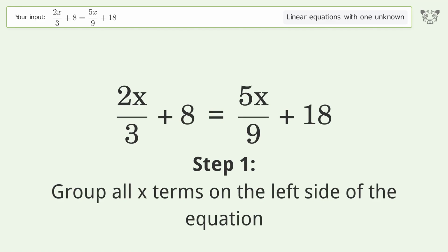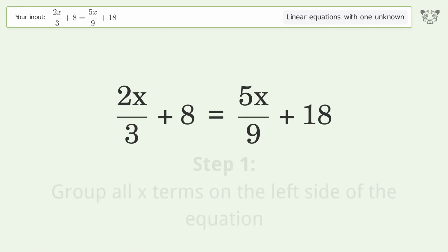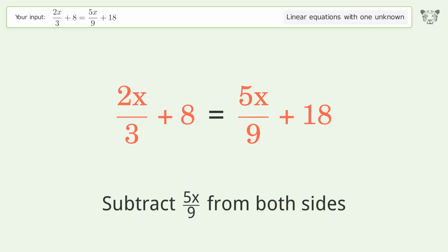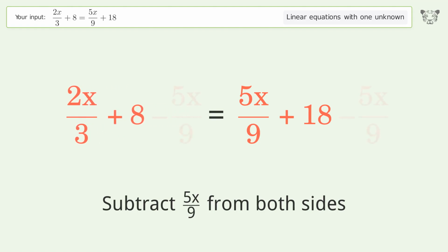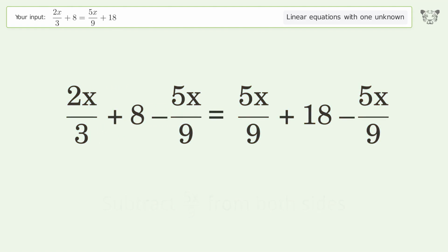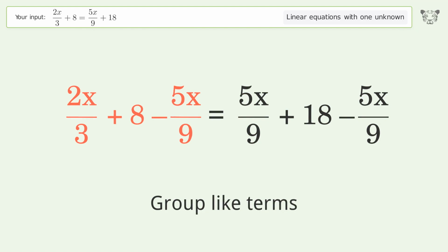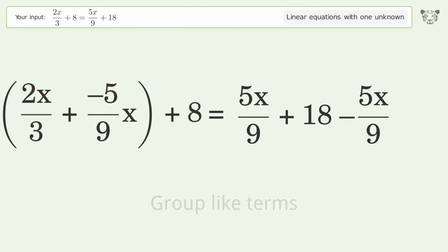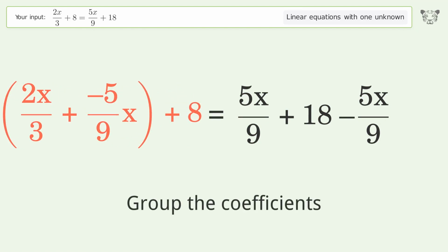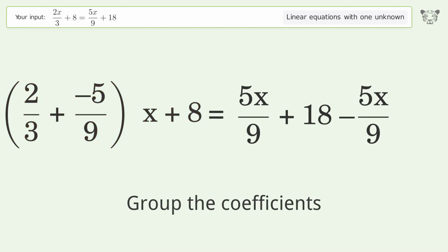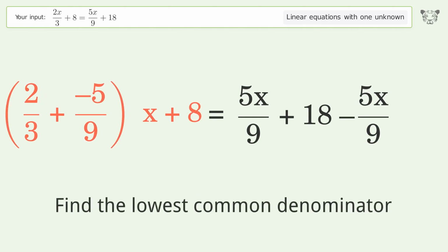Group all x terms on the left side of the equation. Subtract 5x over 9 from both sides. Group like terms. Group the coefficients. Find the lowest common denominator.